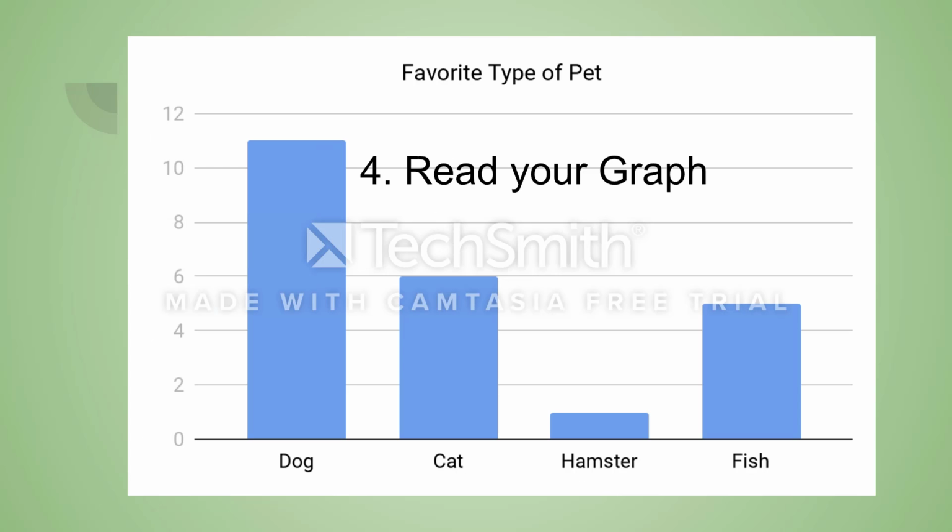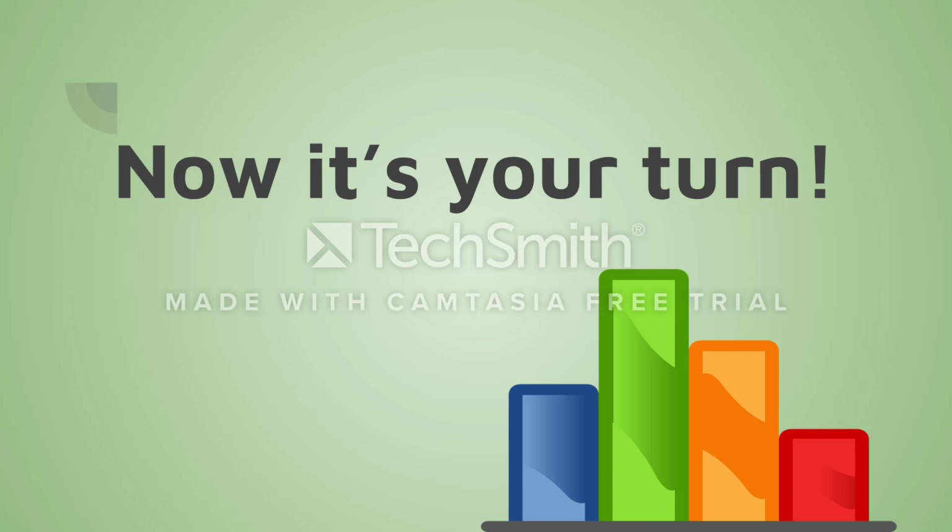And then once we do that, we can read our graph. And as you can see, the dog has the largest bar, which means it was the most popular answer. And the hamster has the smallest bar, which means it was the least popular answer. Now that we know how to make that, it's going to be your turn to make it. We're going to ask our own questions and conduct our own surveys so that we can make our own bar graphs.